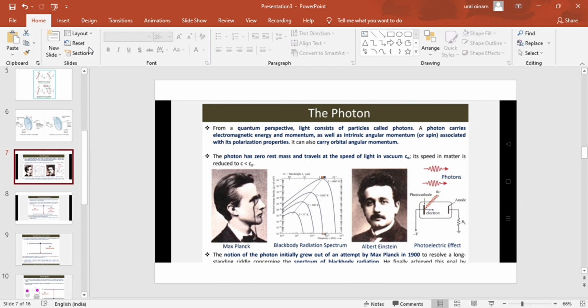Now let's get into quantum optics. So according to quantum optics, what is a photon?